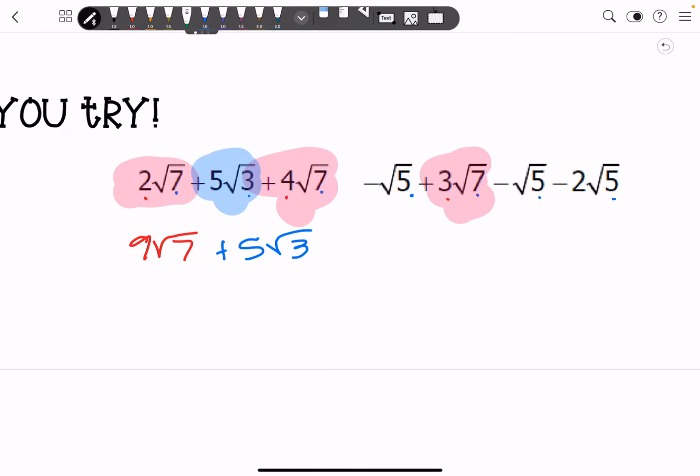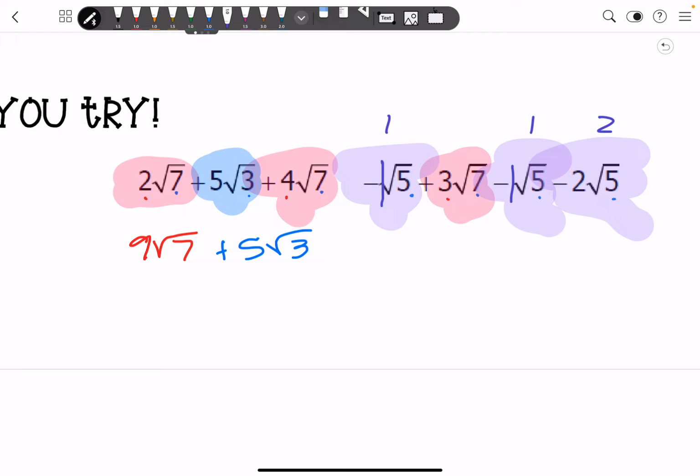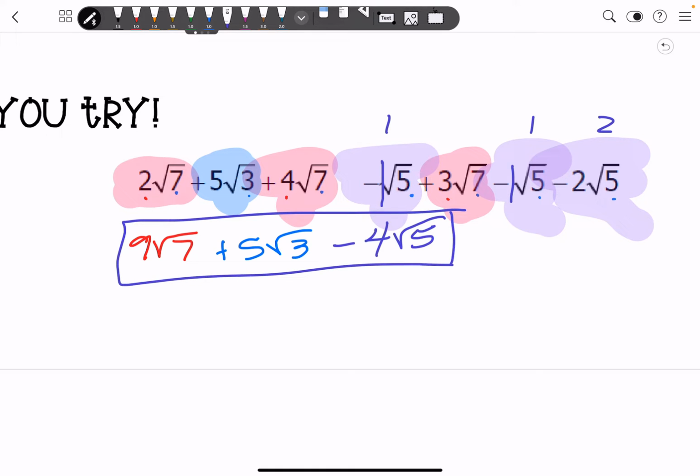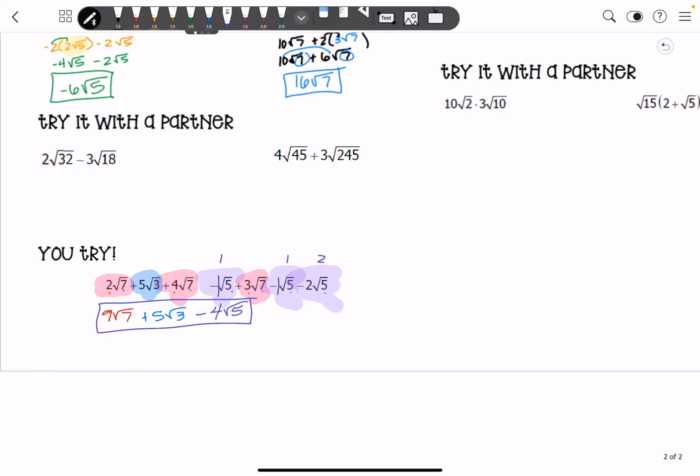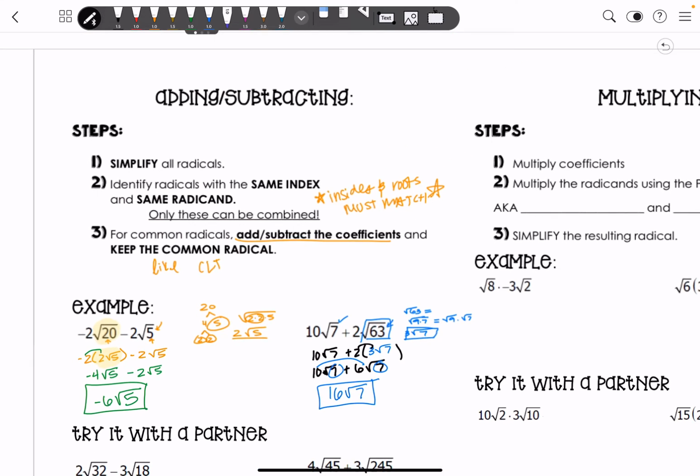And then finally, we've got negative square root of 5, negative square root of 5, negative 2 square root of 5. So remember, this means this is a negative 1 square root of 5, negative 1 square root of 5. So 1 plus 1 plus 2 gets you 4. And since we're subtracting all of them, it's going to be negative 4 square root of 5. Okay? So it might look longer and you're like, I don't know how to do this. Your insides got to match. All right? And that's how easy it is to add and subtract radicals.